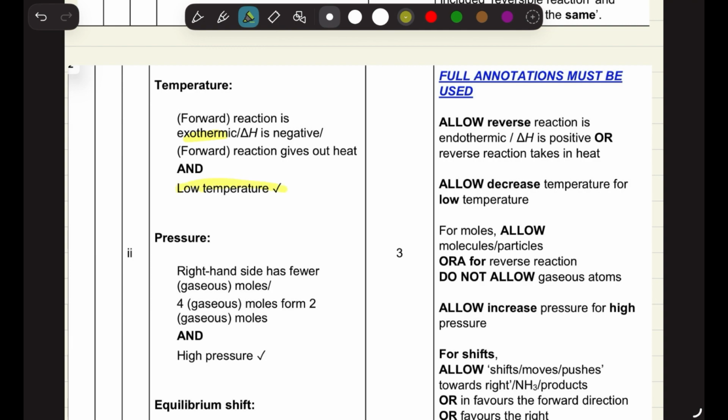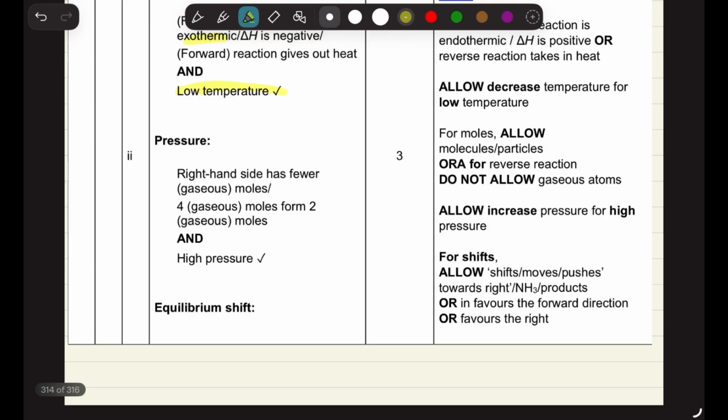So low temperature is going to increase it because we want to shift equilibrium right so that we release heat in an exothermic reaction. Now pressure, again, we were looking at the moles. So 4 gaseous moles form 2, yeah? High pressure. If there's less moles of gas on the product side, then that means that we want to use a high pressure to go and form it.